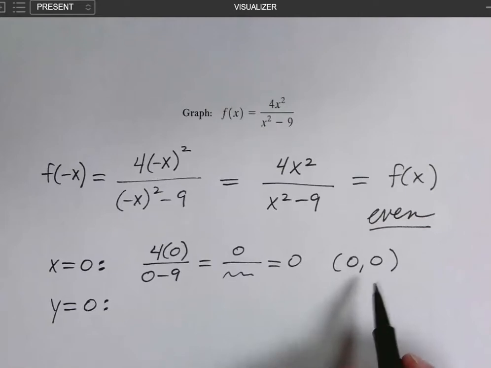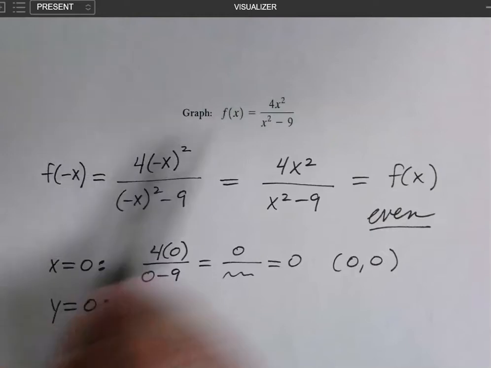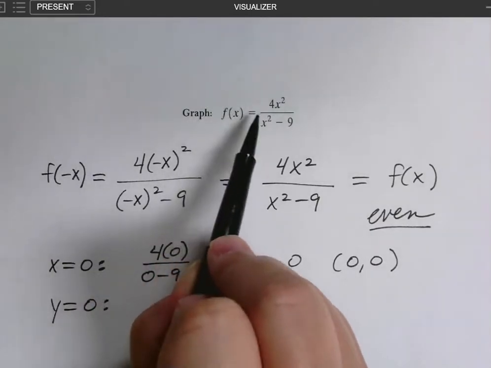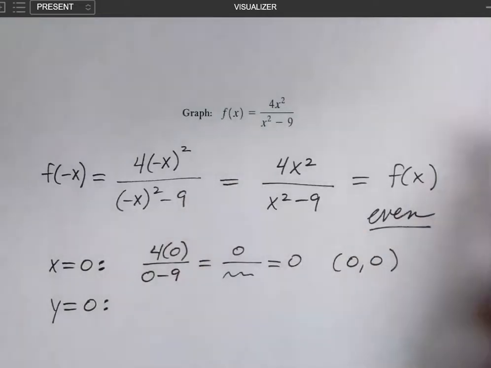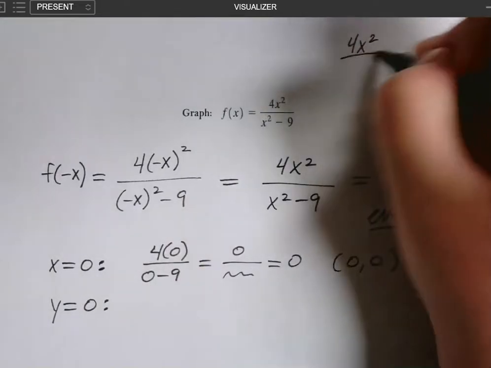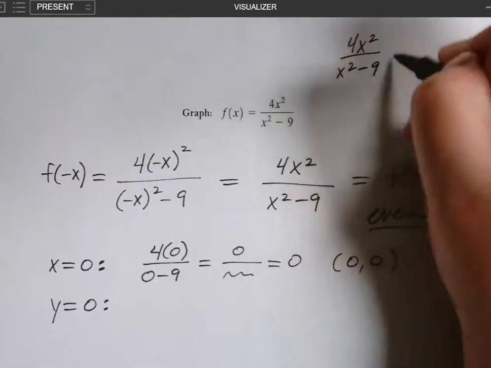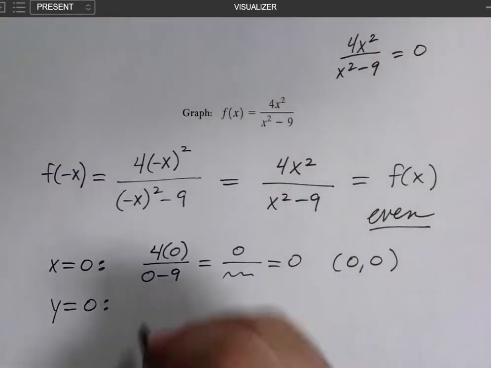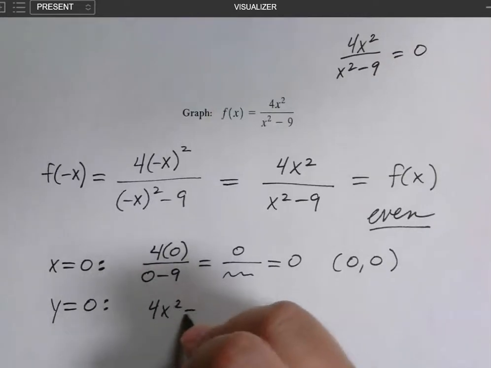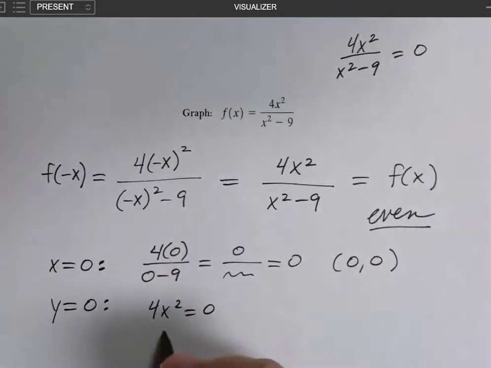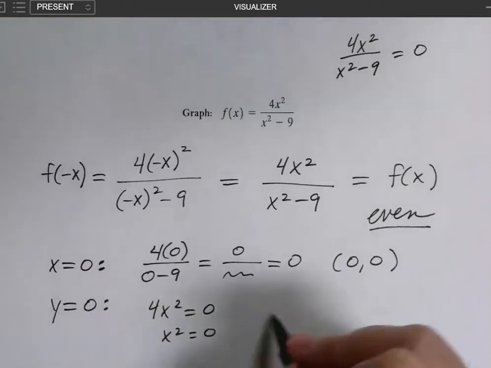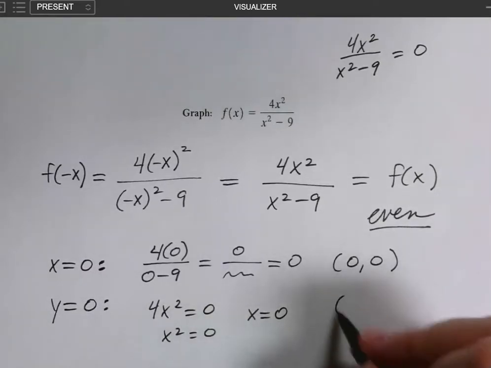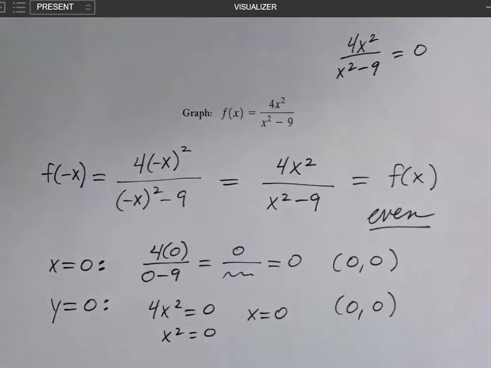We look for what makes this equal to 0. In other words, it's like 0 equals that function. Okay? If I'm setting this whole thing equal to 0 and it's a fraction, then really what I'm doing is I'm wondering when the numerator is equal to 0. So what would make 4x squared equal to 0? Well, that would mean x squared would have to be equal to 0, which would mean x would have to be equal to 0. And so again, there's my intercept.